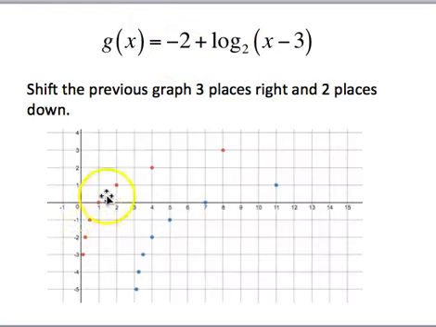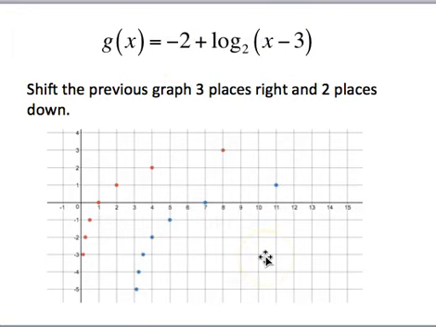Our previous graph here were the red dots. So you'll notice if I take this red dot over here 3 places to the right, 1, 2, 3, down 2, 1, 2, this corresponds to that red dot. This one 3 places to the right, 1, 2, 3, down 2, 1, 2, corresponds to that red dot. I'll do one more here, 1, 2, 3, 1, 2. So in each case we took all of the red dots that was log base 2 of x, recognizing we had to shift this 3 places to the right and 2 places down, and we get this new graph of blue dots.